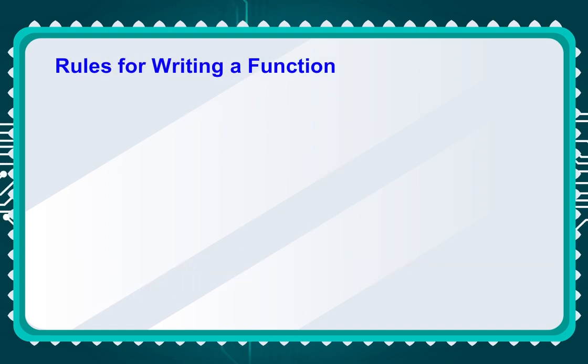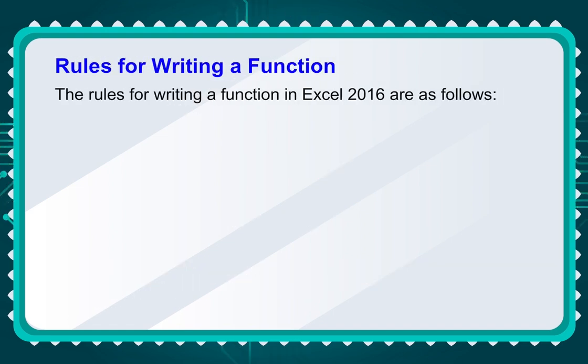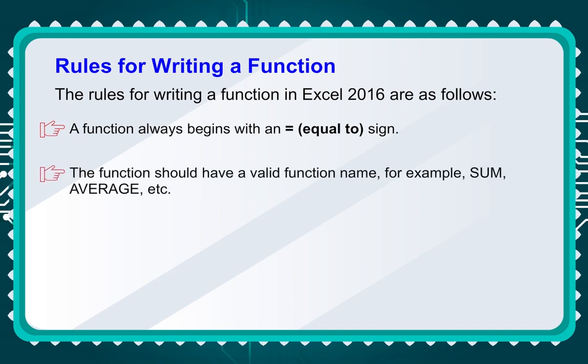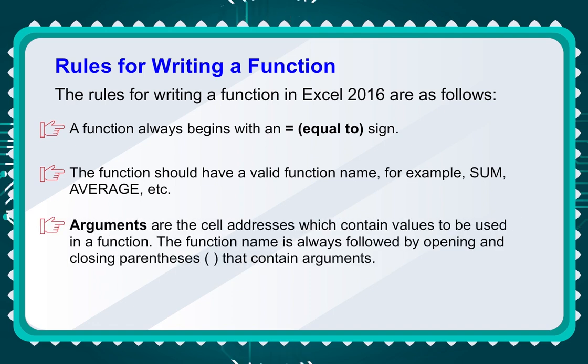Rules for writing a function. The rules for writing a function in Excel 2016 are as follows. A function always begins with an equal to sign. The function should have a valid function name, for example, SUM, AVERAGE, etc. Arguments are the cell addresses which contain values to be used in a function. The function name is always followed by opening and closing parentheses that contain arguments.